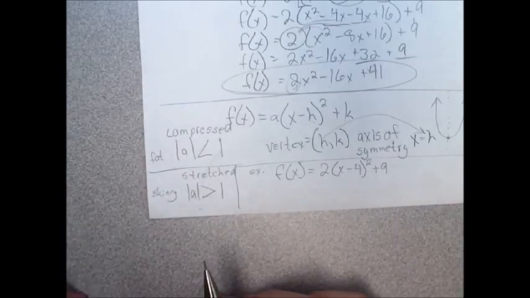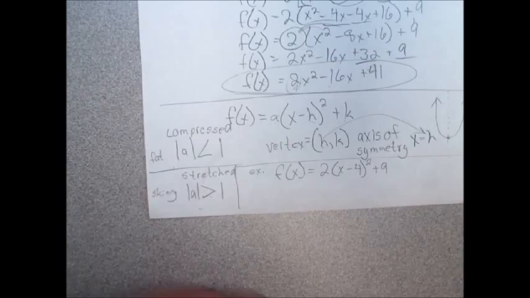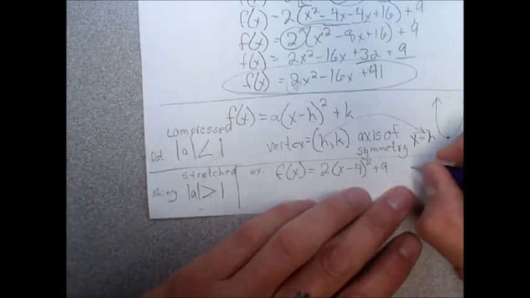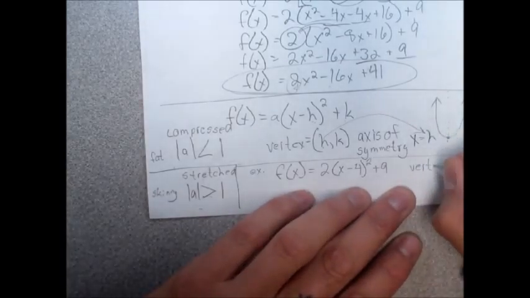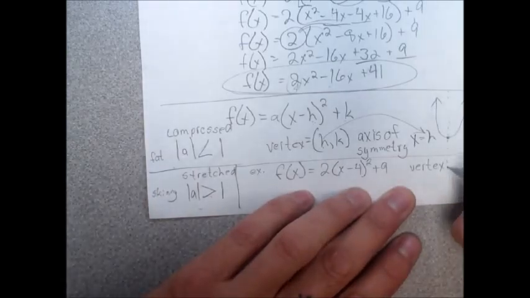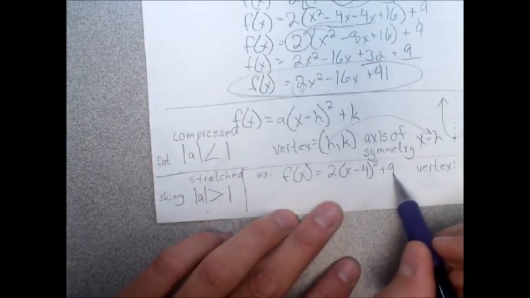Vertex form. It's called vertex form. Okay. So the reason it's called vertex form is because I can identify the vertex. The vertex is at h comma k, so I'm going to identify what my vertex is. H is 4 and k is 9.